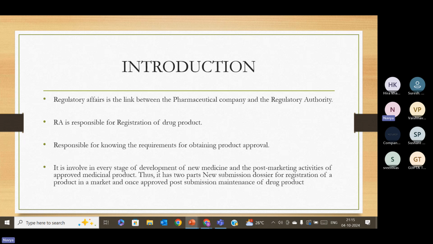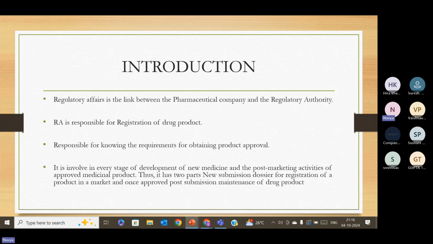Okay. Now, RA is basically involved in two stages. One is at the R&D level, and later when the product gets commercialized, in a simple way. Now, the stages of development of a new medicine would be your R&D and post-marketing activities. It is after the approval, which will be basically after commercialization of the product. That means it's QC, the commercialized product.